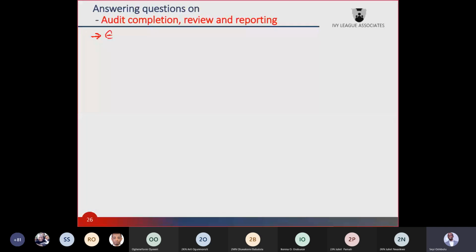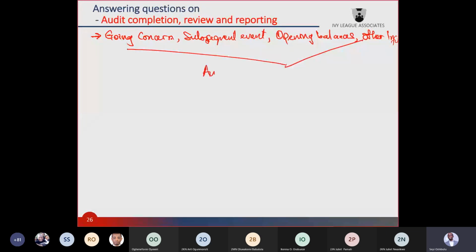So revise going concern as a topic, revise subsequent events as a topic, short topics anyway, revise opening balances as a topic, revise other information as a topic. Those 4, even if you are dreaming and they wake you up in the dream, meaning you are still dreaming, you should be able to explain auditors' responsibilities and management responsibilities.